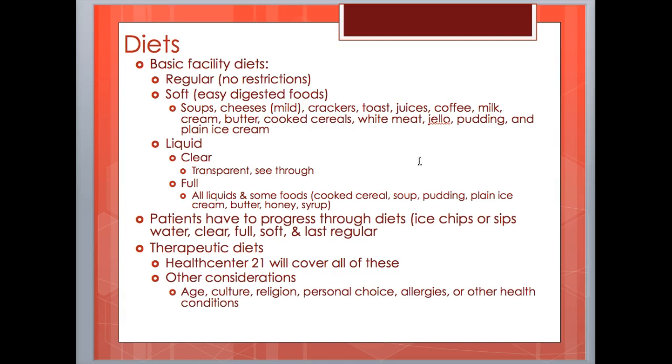A full liquid diet is when we start adding stuff into it to see if they tolerate that well. So that's all liquids, which would be milks, orange juice. But also then you'll add some foods like cream of wheat or oatmeal, some soups with noodles, pudding, plain ice cream, butter, honey, and syrup. And that's just some. You'll see another list when Health Center brings that up.